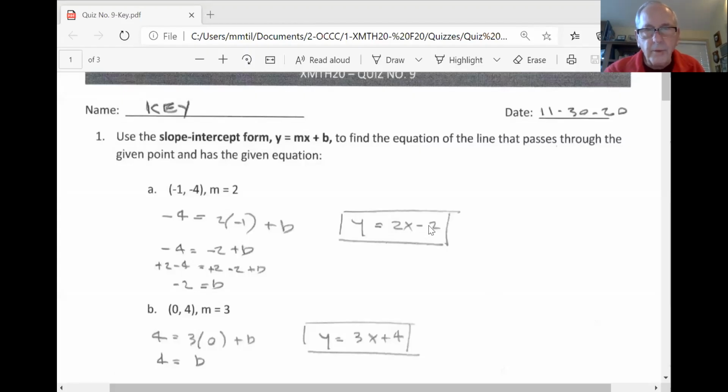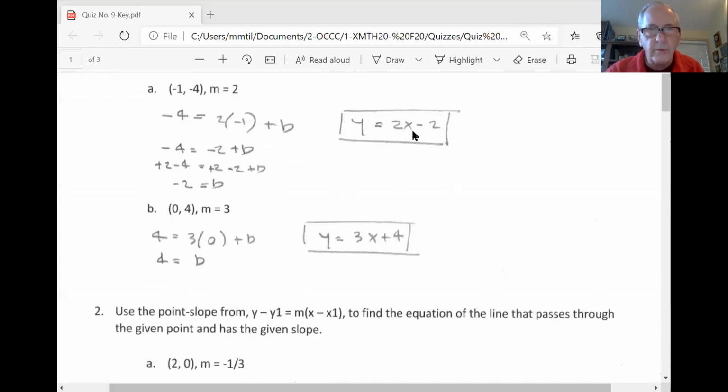It's on this key here. So here's A, 2x minus 2. That's just what I drew. B ends up being, again, you just plug the 4 in for y, the 0 in for x, solve for b. B is equal to 4, so therefore the equation is y is equal to 3x, because 3 is the slope, plus 4. Okay? That's how you do that.